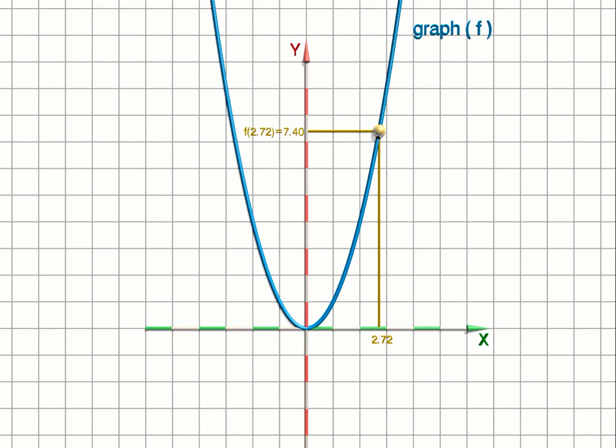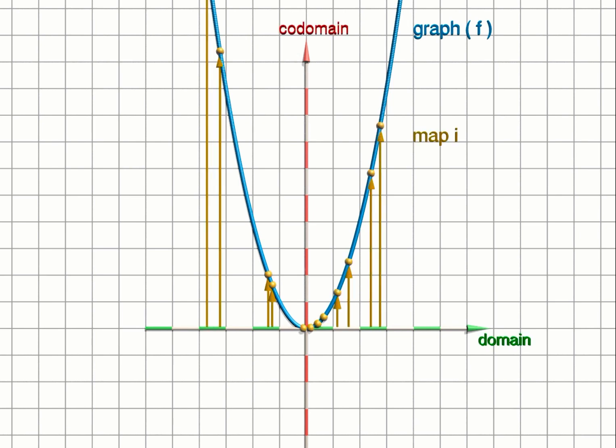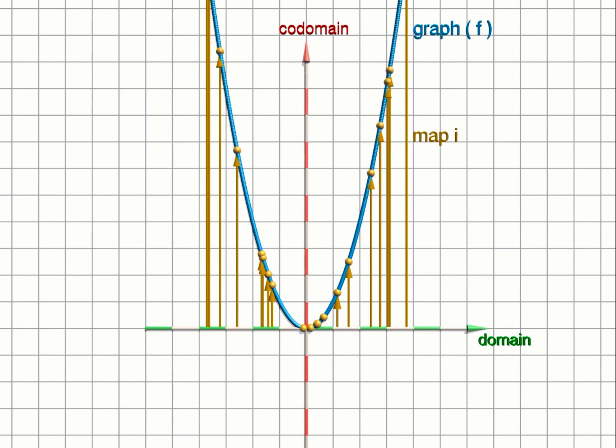Projecting on the y-axis, we see the image of 2.72, which is 7.4, and the pair (2.72, 7.4) gives exactly the point we started from in the graph of f. This is a description of the map I over about 20 different elements in the domain. The map I sends elements in the domain to the corresponding elements in the graph, in a sense lifting them up until they hit the graph. So it has to go as high as the image of the point we are starting from in the codomain.